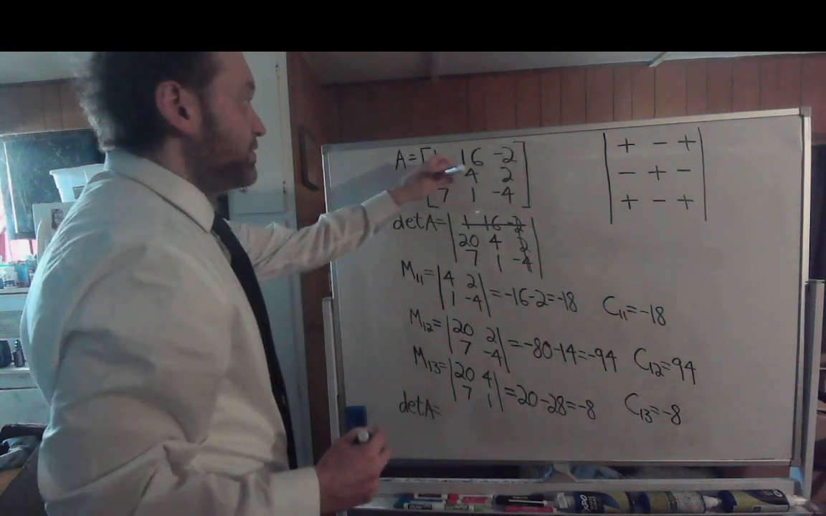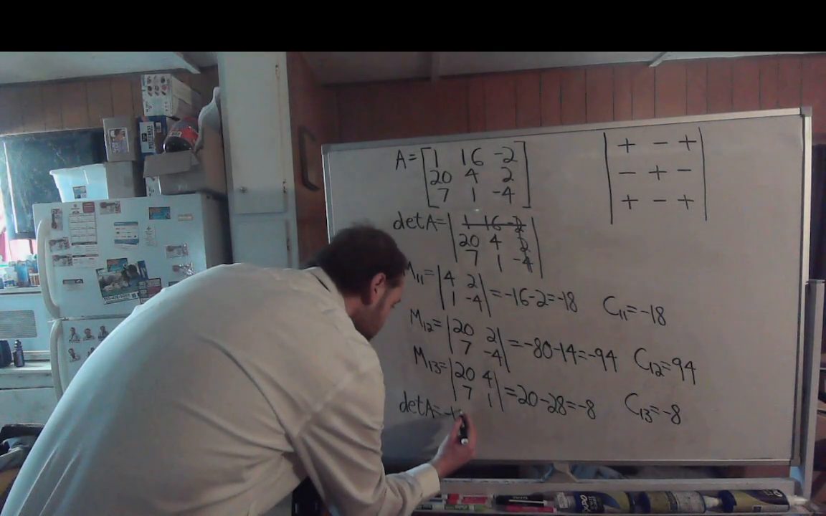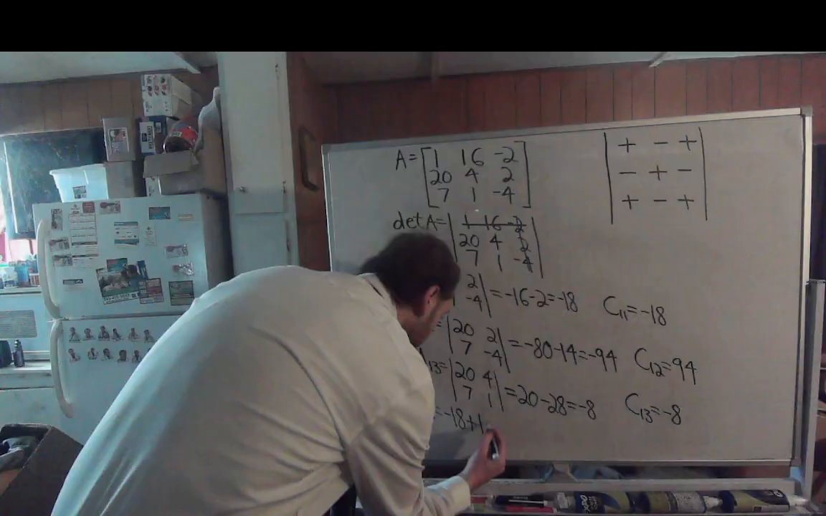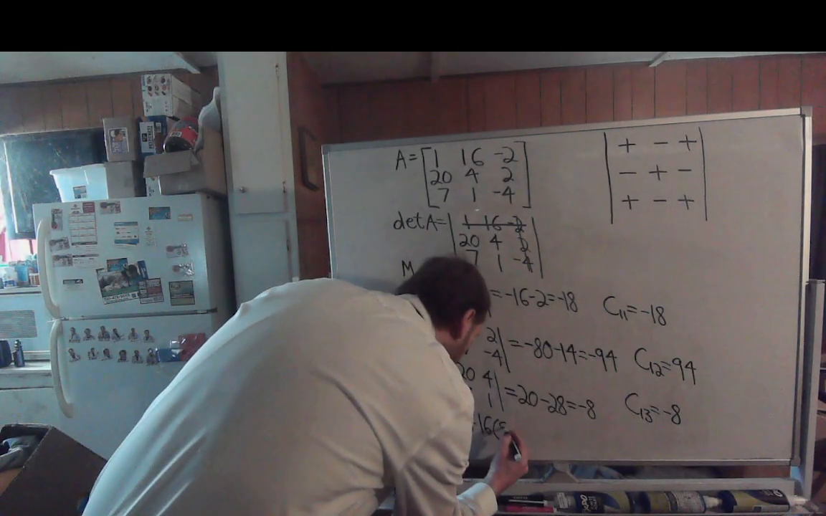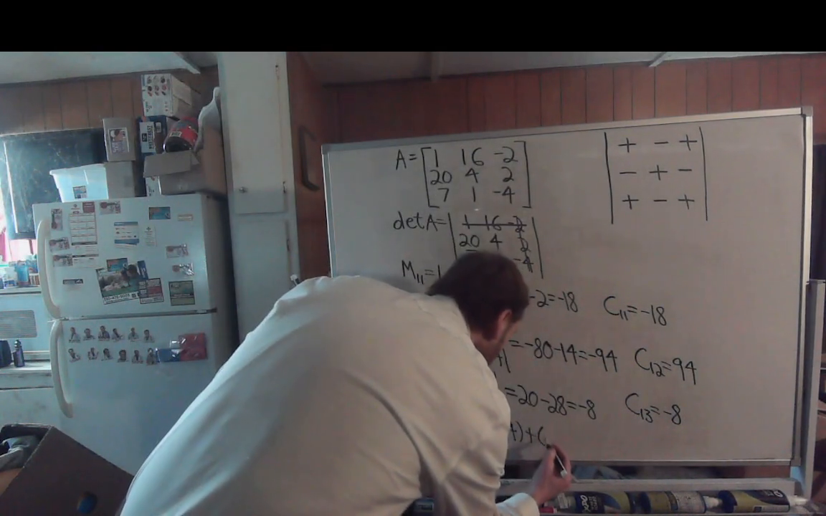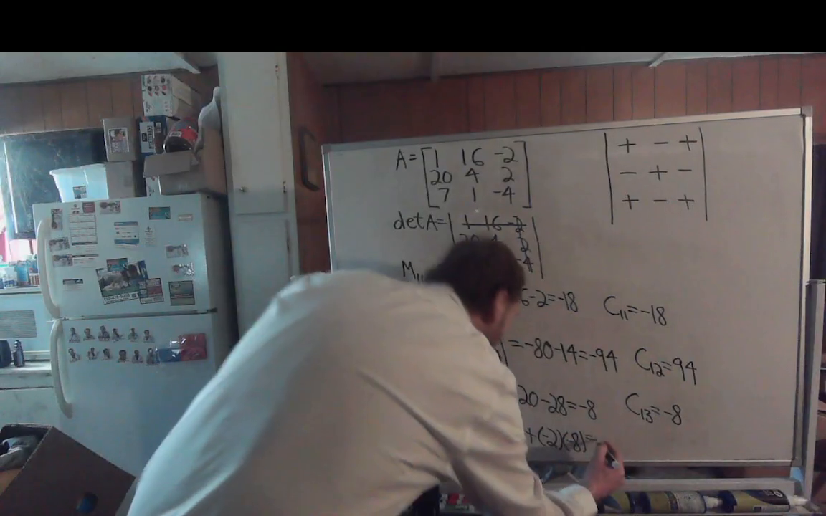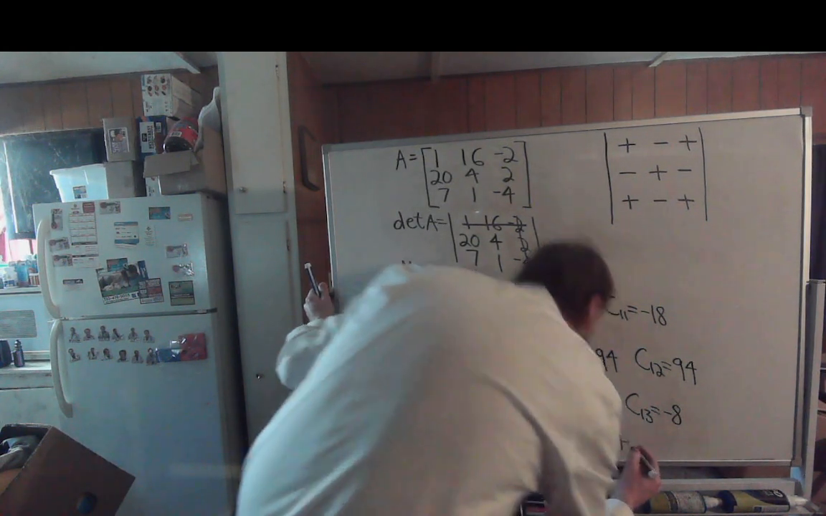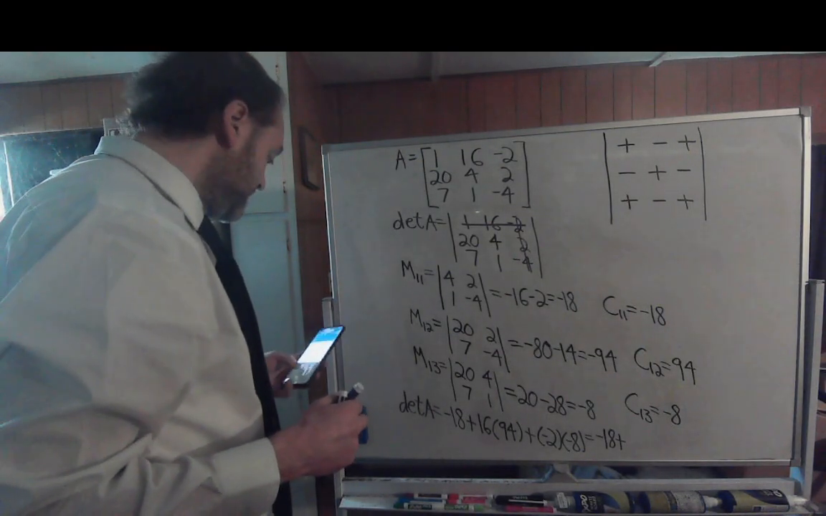So my first coefficient was 1, so just 1 times cofactor 1, 1, that'd just be negative 18. Plus, I'll take my coefficient of 16 times my cofactor 1, 2 of 94. Plus, I'll take my coefficient of negative 2 times my cofactor of negative 8, which would give me negative 18 plus, let's find 16 times 94. That's going to be a hideous result.